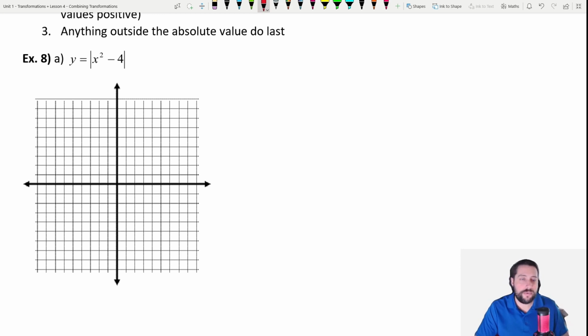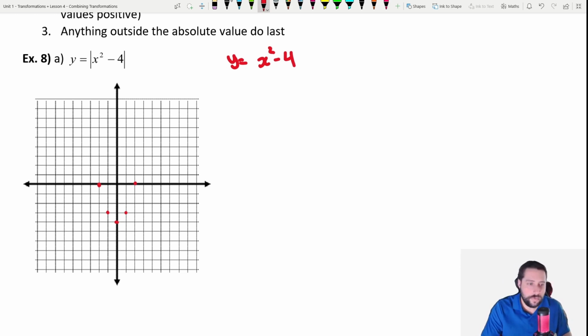So again, the first step would be creating the original graph. So y is equal to x squared minus 4. I'm going to do the y is equal to x squared minus 4 in red. Essentially, it's your regular quadratic function, except your vertex has been moved down 4. So instead of it being at 0, 0, it's now at 0, negative 4. Okay? And then it follows the same pattern like so.